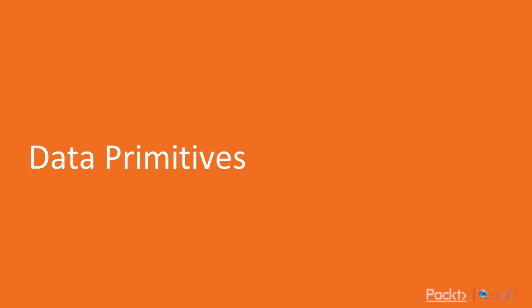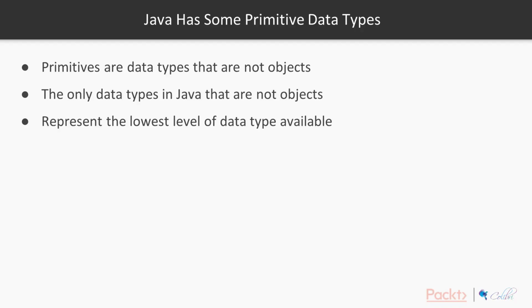In this video we're going to take a look at the most basic data types available to us in the Java programming language. So Java has something called primitive data types. Primitives are the data types that are not objects. Pretty much everything we've dealt with so far, we've been talking about objects. But you may notice along the way we've defined things called ints. Ints are primitive data types, one of the few primitive data types available to us in Java. And actually they're the only data types in Java that are not objects.